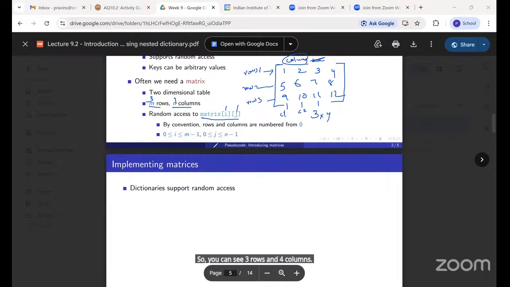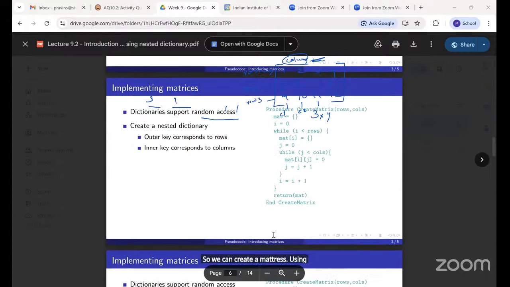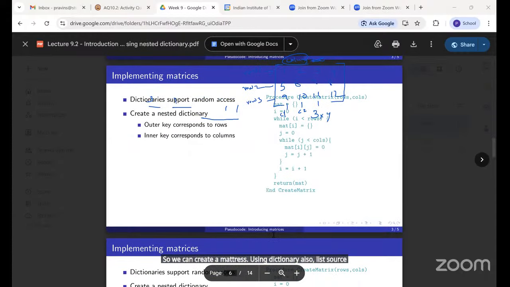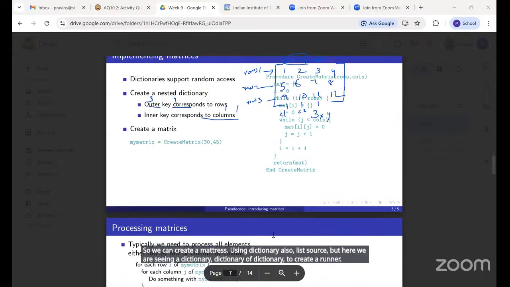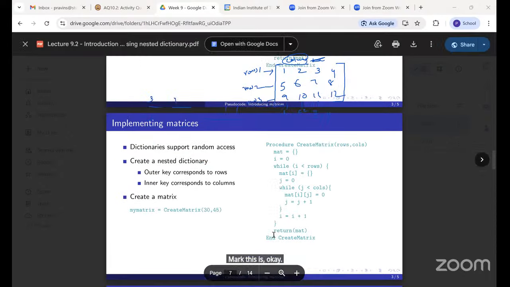But since a dictionary supports random access, we can create a matrix using a dictionary, and a list also. But here we are seeing a dictionary of dictionaries to create a matrix. Okay. So let's look at how to create a matrix.